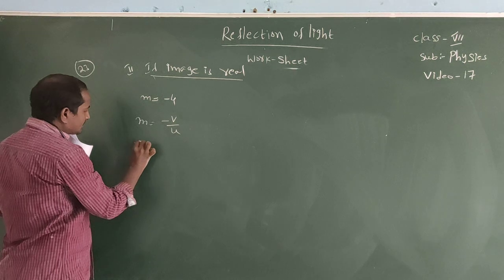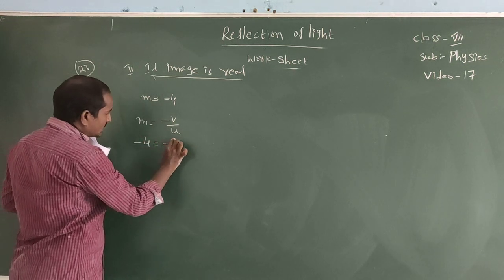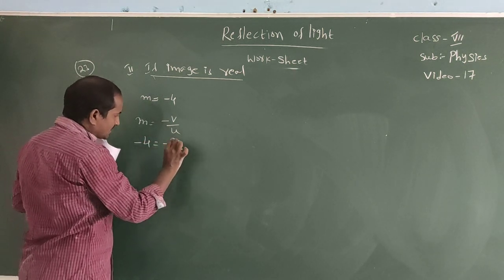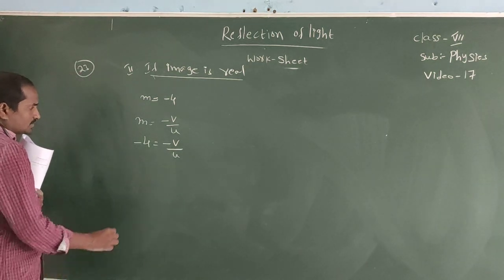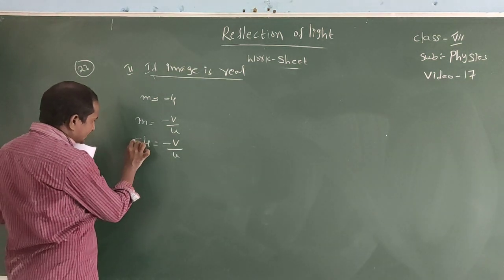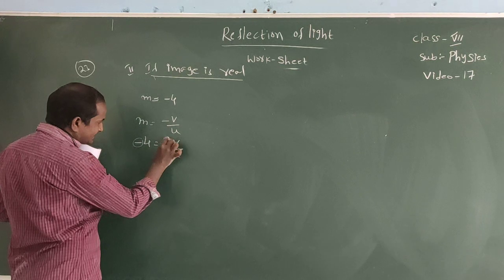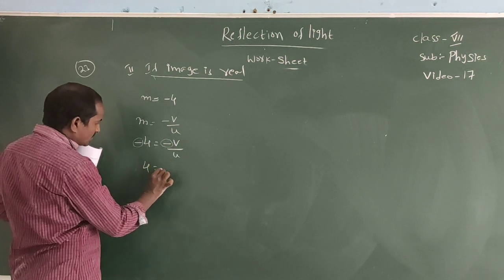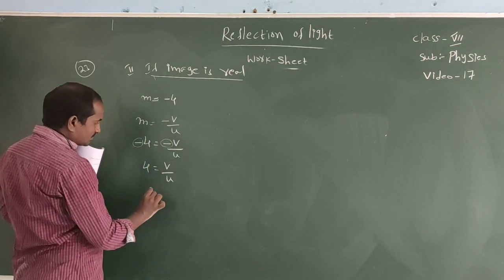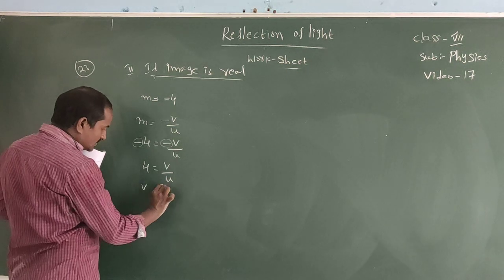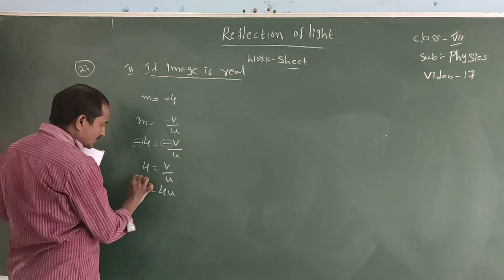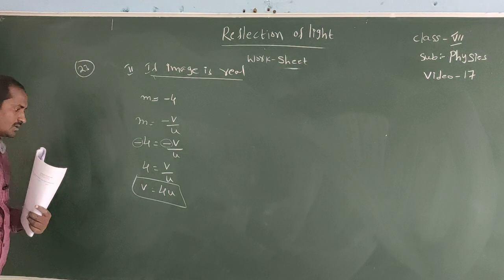M means here minus 4 equals minus v by u. Therefore the minus signs cancel. 4 equals v by u. Therefore v equals 4u. So v equals 4u.